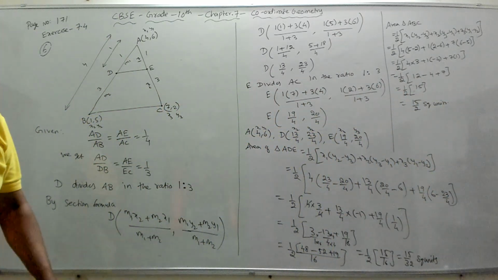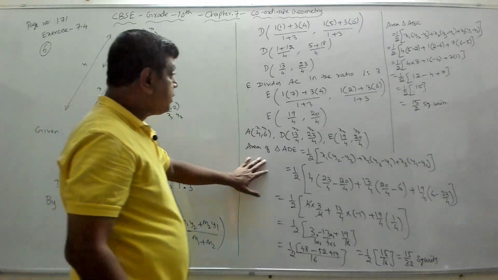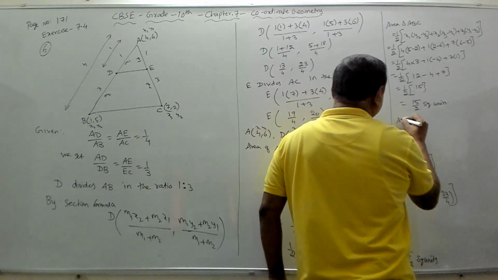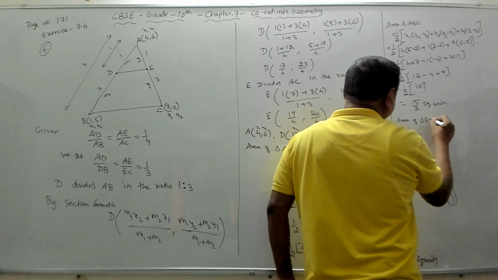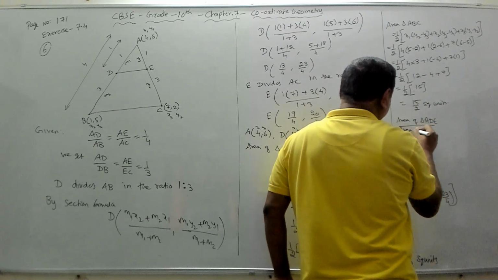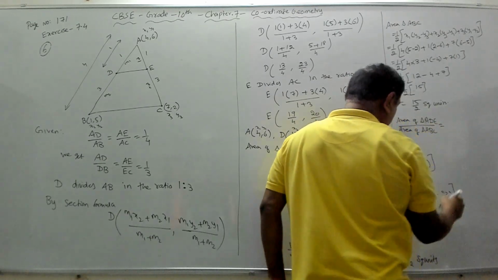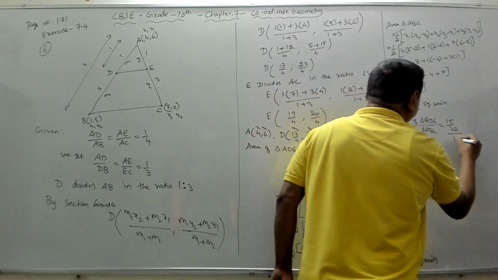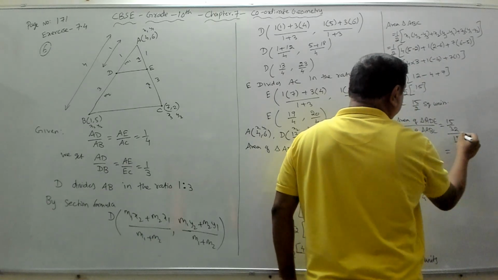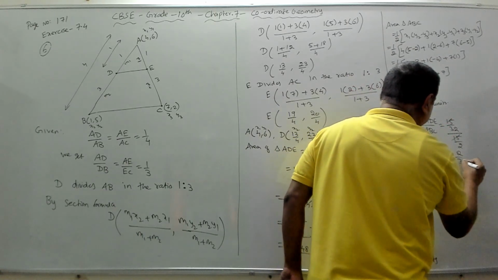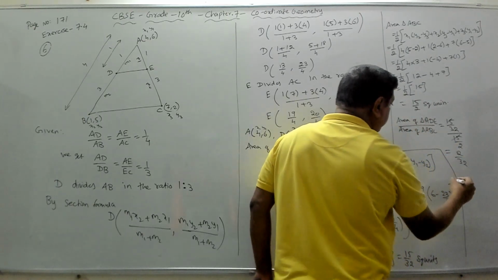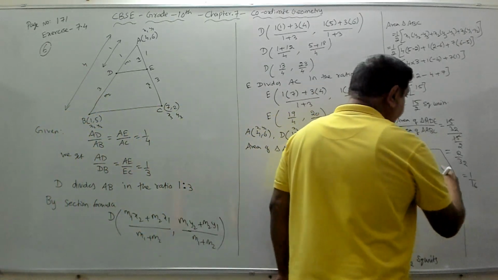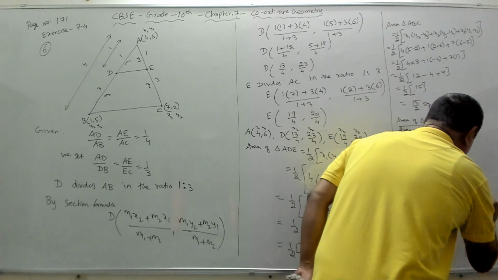Now what they said? They said compare the area of the triangle ADE with the area of the triangle ABC. Now we need to compare these two. By compare, we mean we need to find the ratio. So area of triangle ADE by area of triangle ABC will be equal to 15 by 32 by 15 by 2. If you simplify this, 15 15 goes off, you get 2 by 32. That is equal to 1 by 16. So the ratio is 1 is to 16.